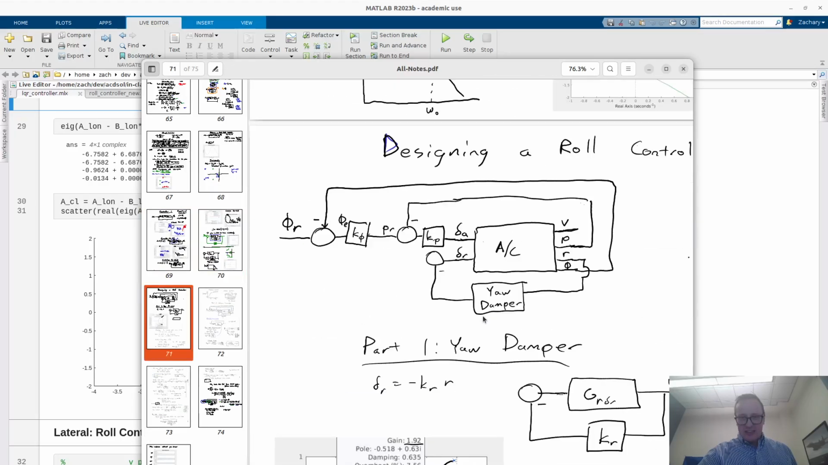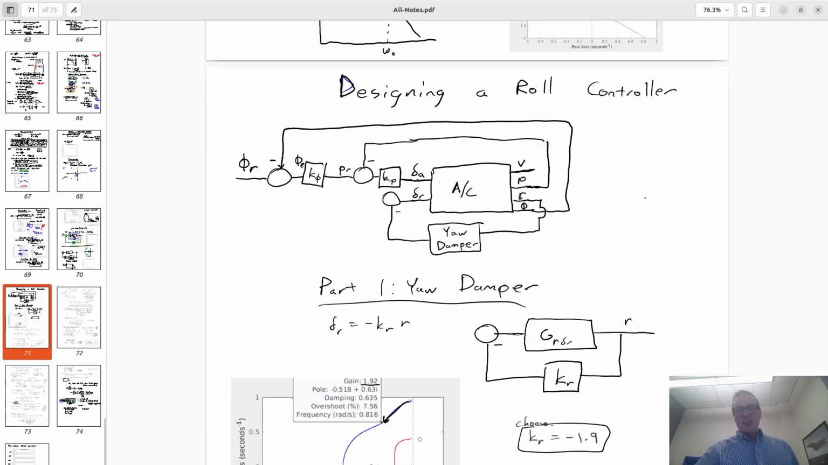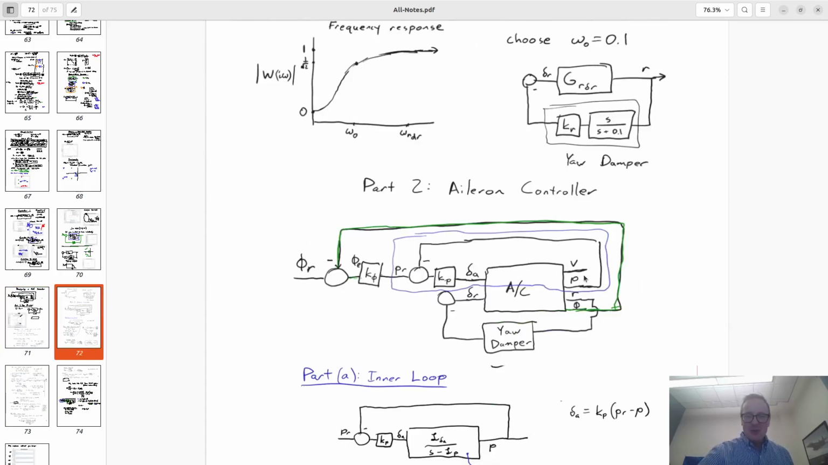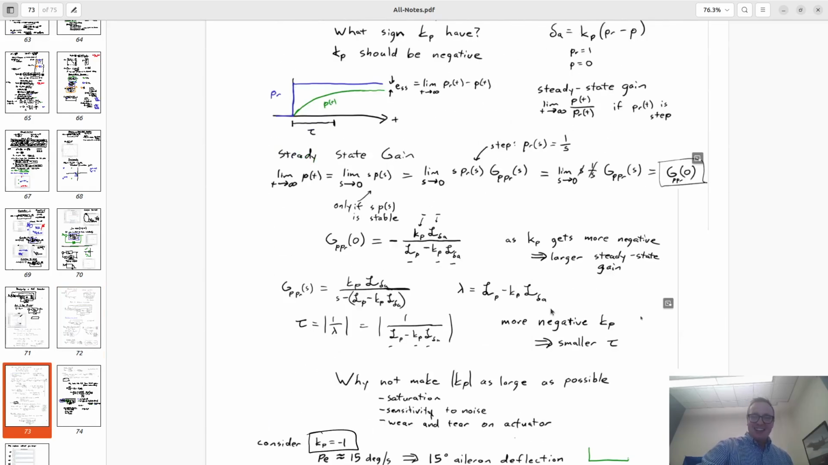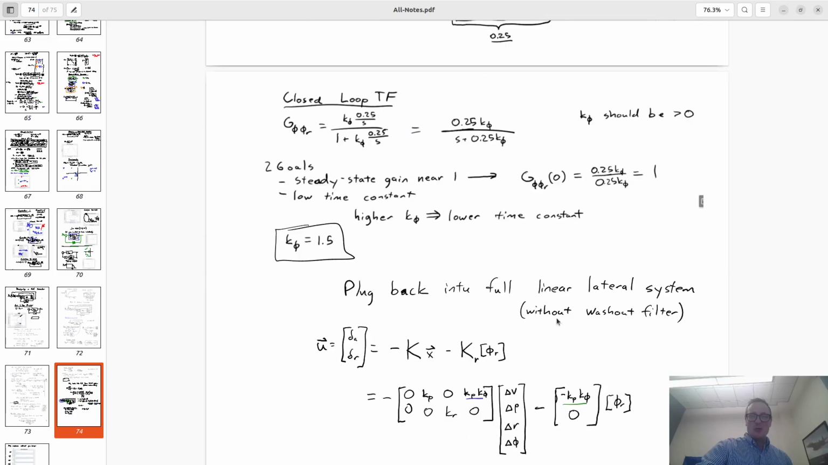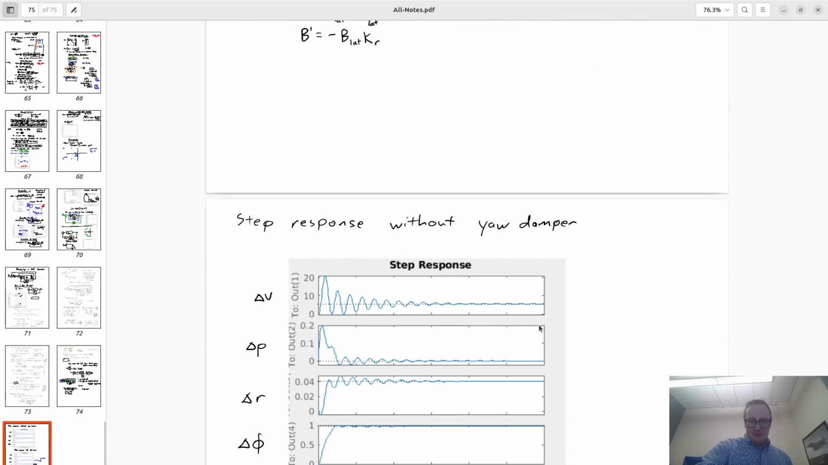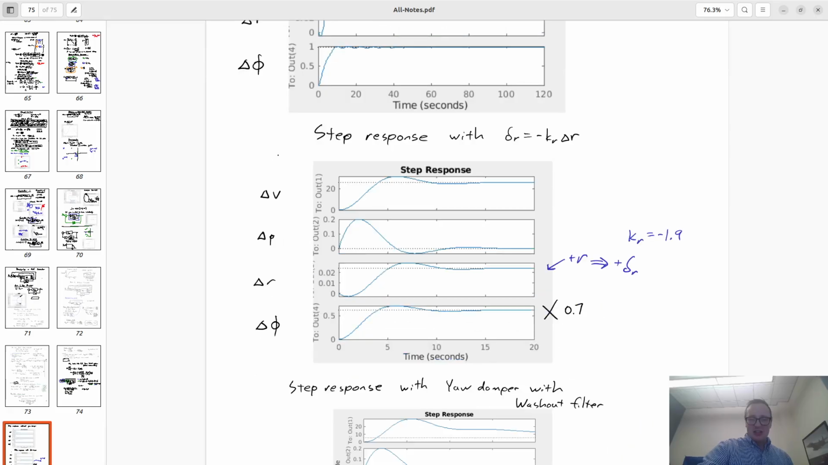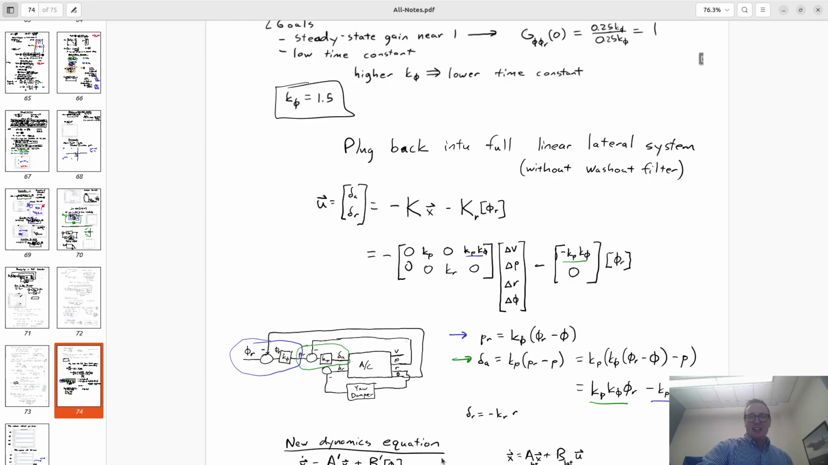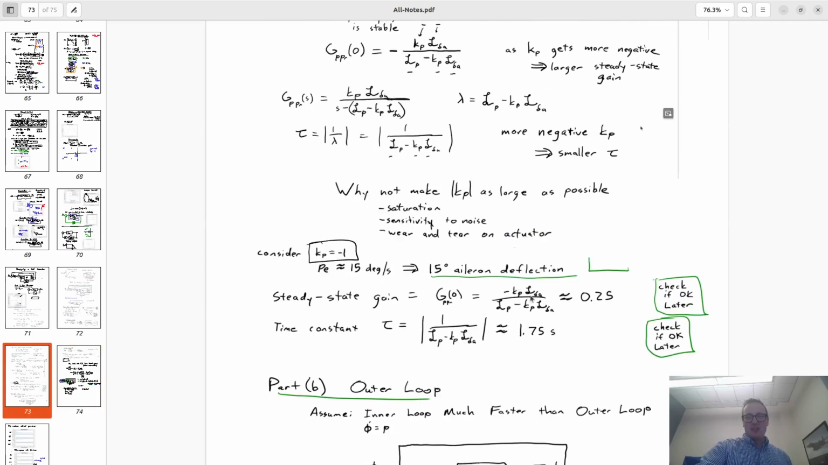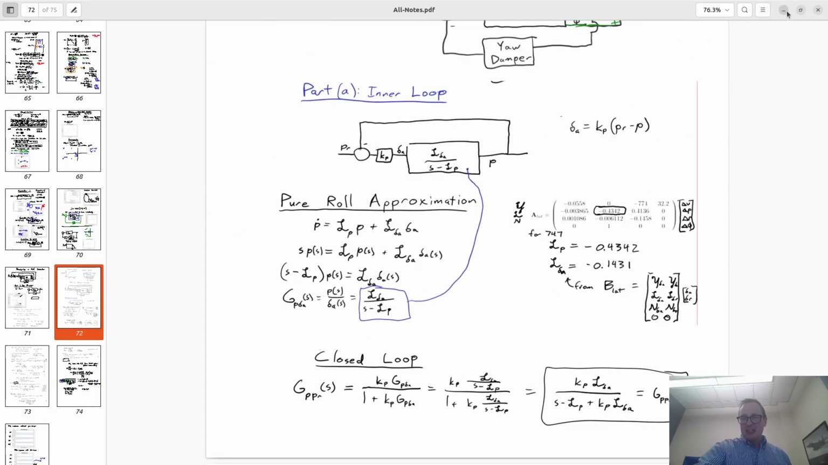It starts here designing our roll controller, and we had these loops: a yaw damper that fed back on R and changed the rudder, and then an aileron control law that fed back on the roll angle and the roll rate P. We designed the yaw damper. We did all these calculations by hand. We designed the roll controller, and then we eventually got this pretty good step response right here. But this was a lot of work to design this controller.